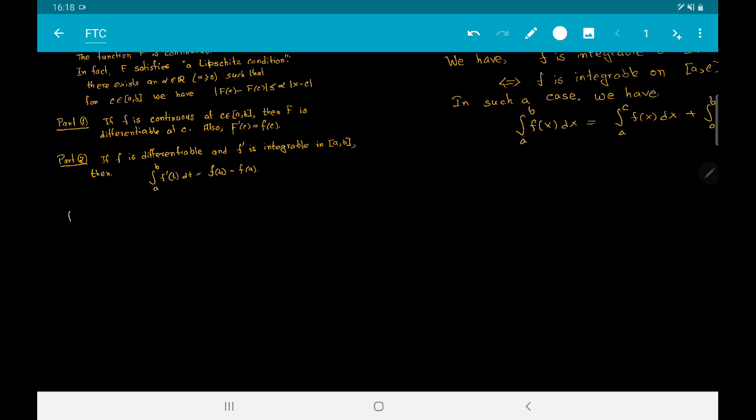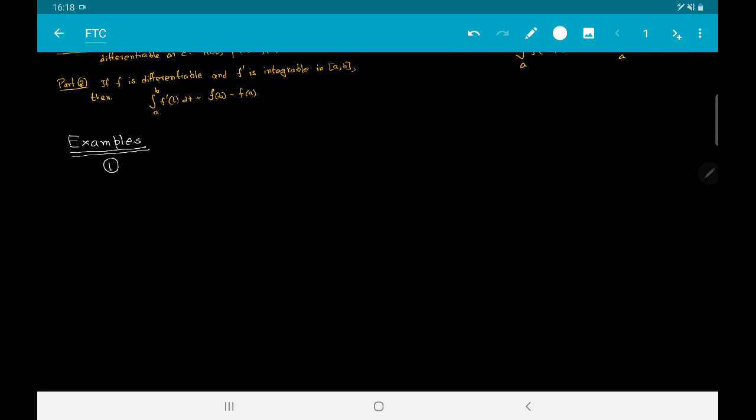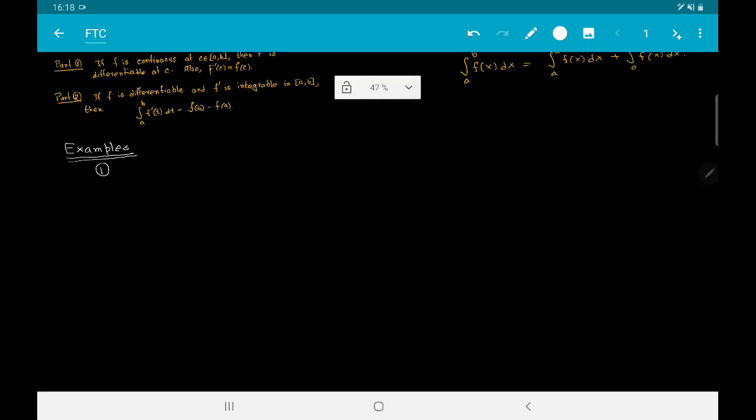Okay, so let me work out a few examples. Let's say the first: do we always know how to compute the function big F if a function small f is given? Let me first give you an example for that. Here my example is of a function f from the closed interval [a, b] to R, which is given by what you call a floor function or a box function.